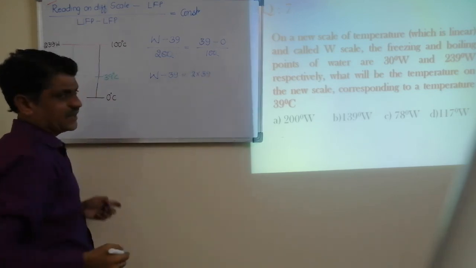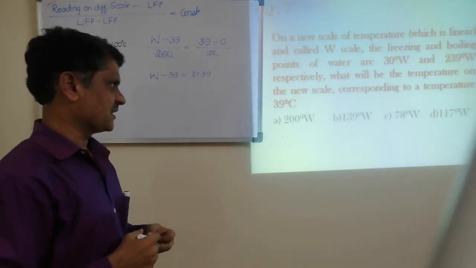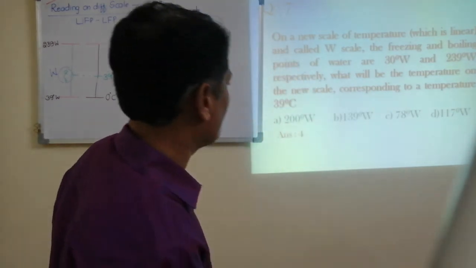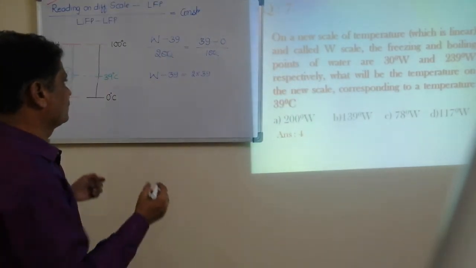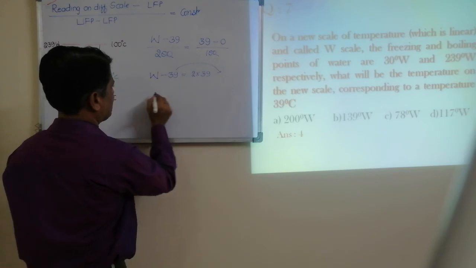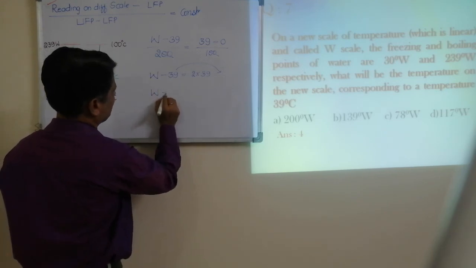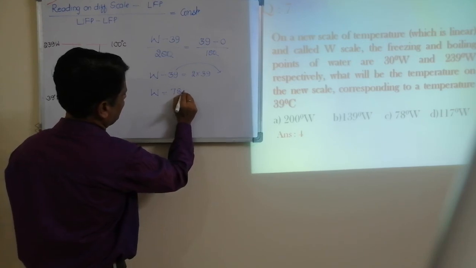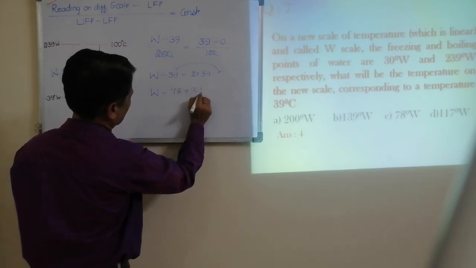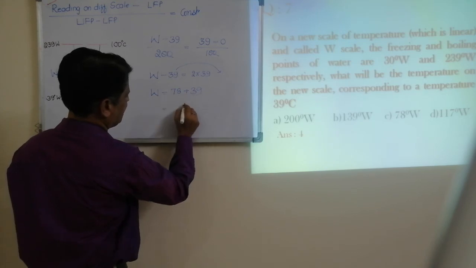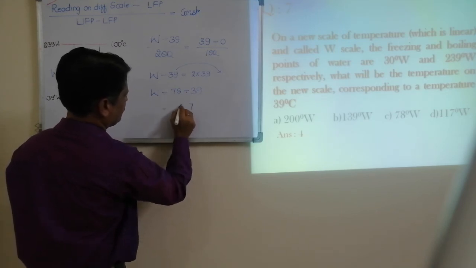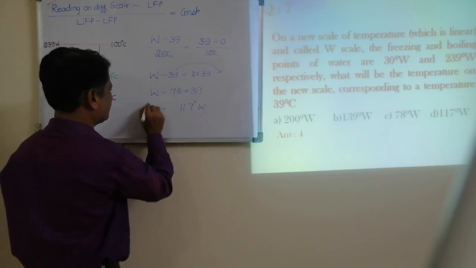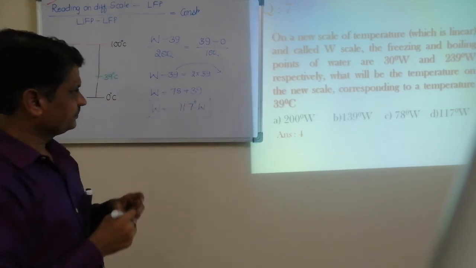So you can simplify yourself and get the answer. The answer is 117. W is equal to 39 into 2, maybe 78, plus 39. 8 plus 9 is 17, carry 1. So like this you have to calculate.